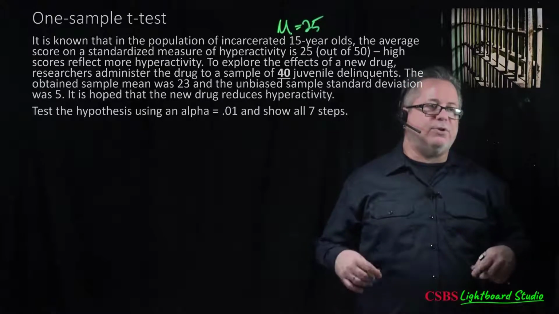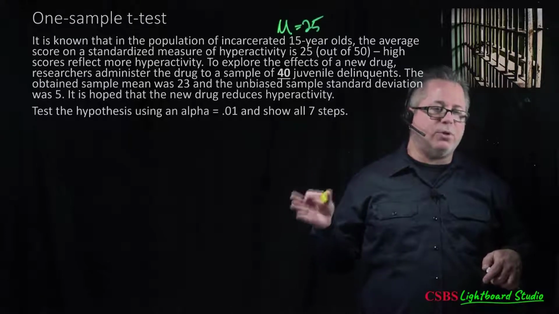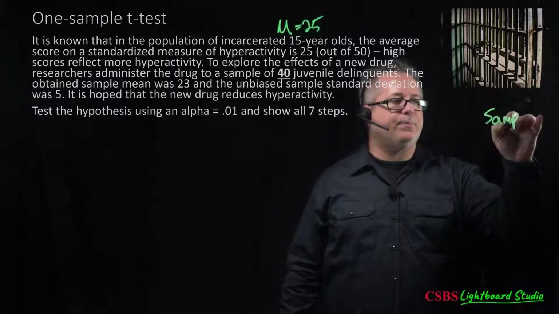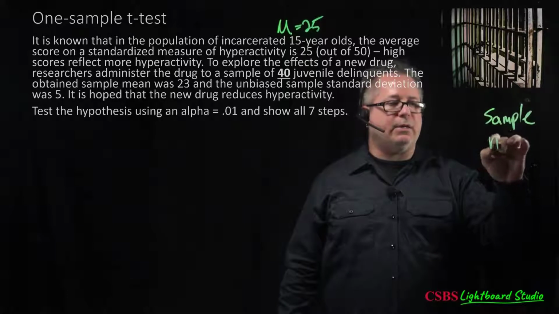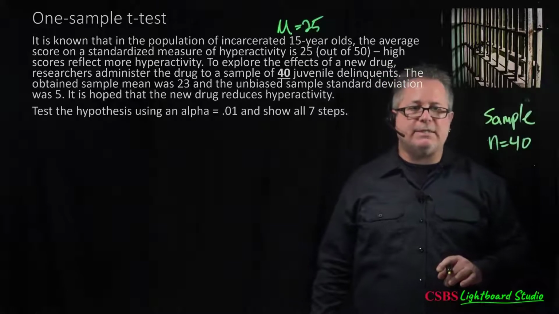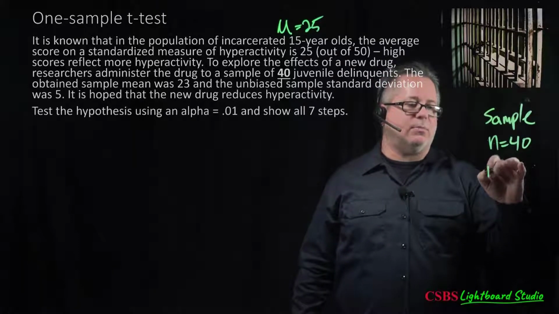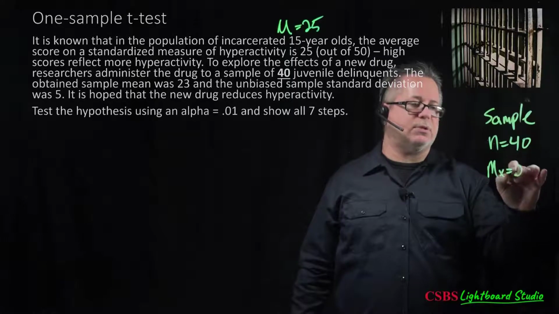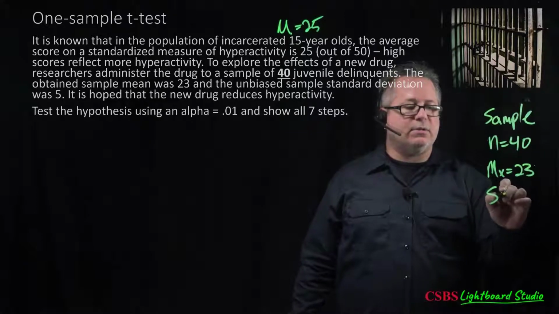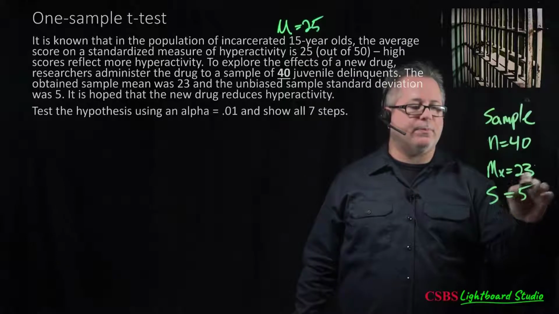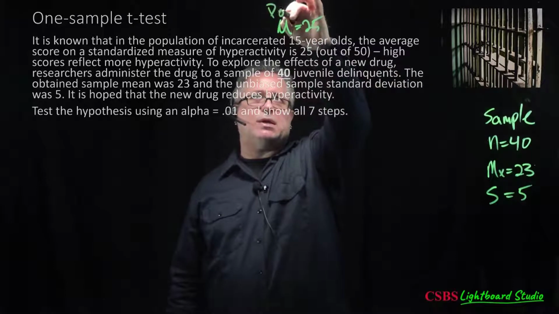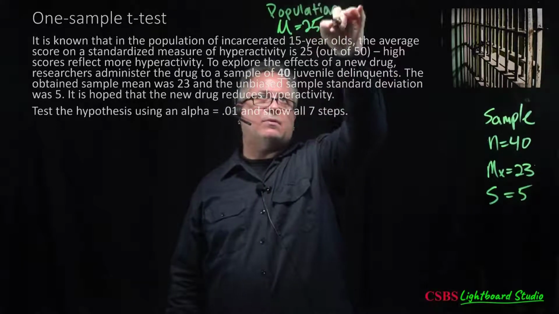To explore the effects of a new drug, researchers administered the drug to a sample of 40 juveniles. So that's the population, this is what we know. What do we know about our sample? Our sample has an n equal to 40. The obtained sample mean was 23, so our mean, x-bar, equals 23. With the standard deviation, s equals 5. That's what we know about our sample. The only thing we know about our population is that it has a mean of 25.